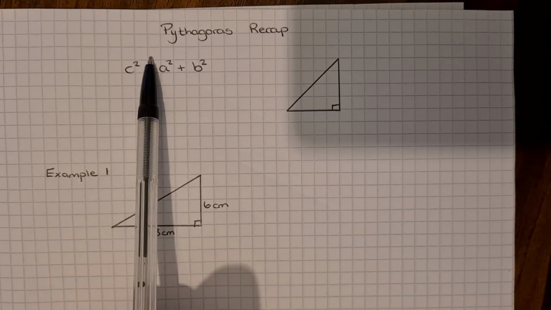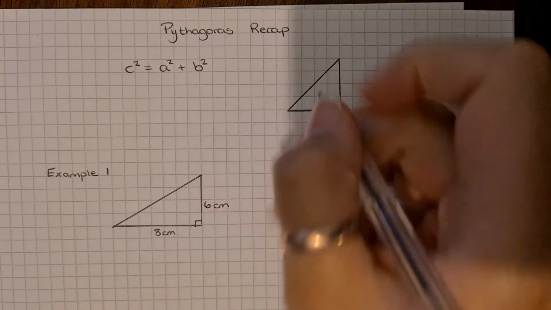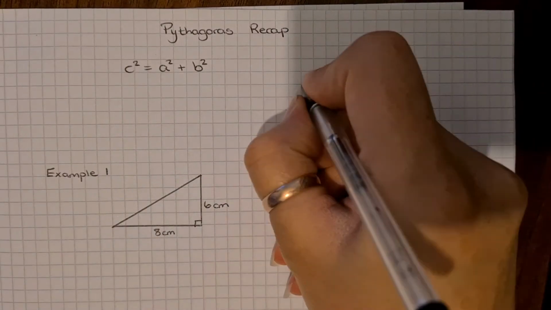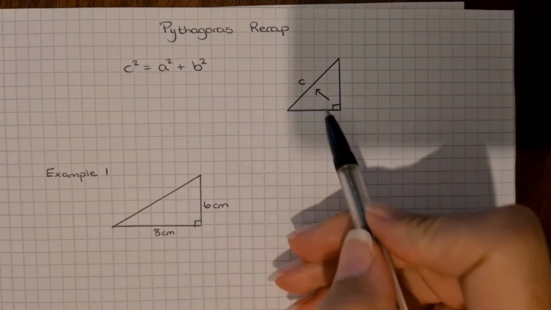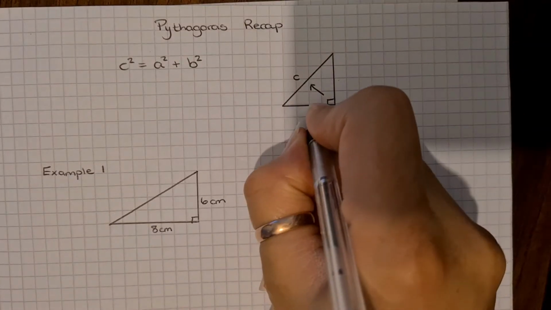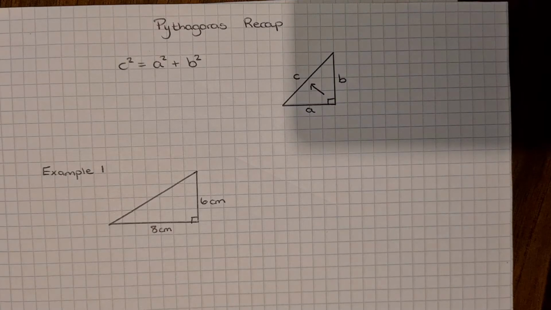C is always the longest side, it's also known as the hypotenuse, and it's always opposite the right angle. So this is always C. Once you've labelled C, then it doesn't matter where A and B go. So A could go here or B could go there, and whatever one's left goes last.